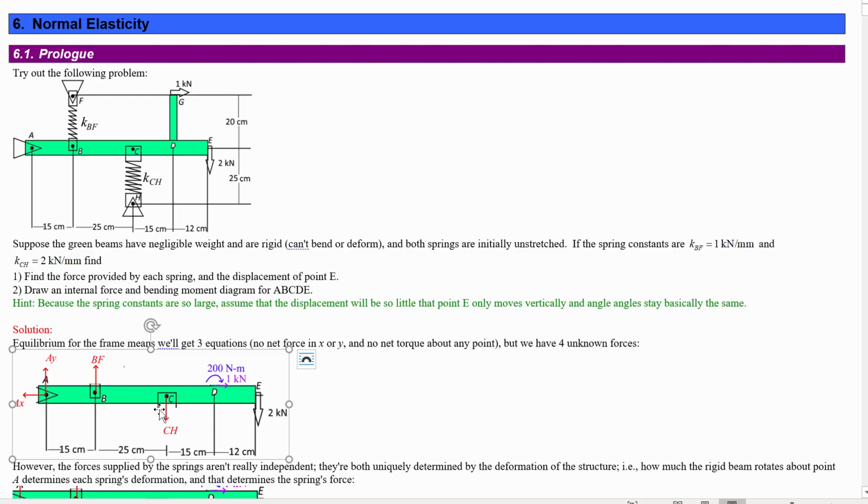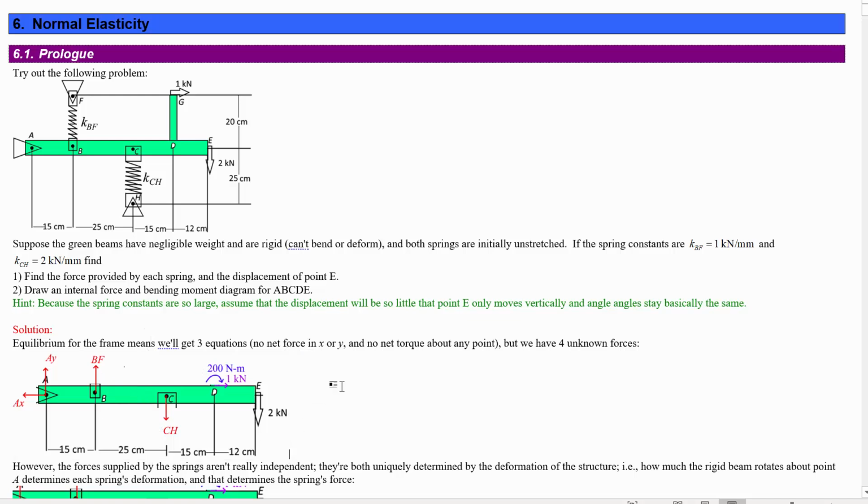But the problem is we have 2 unknowns. We have BF and CH. So we can see that CH times 40 centimeters has to be equal to BF times 15 centimeters, but that's the best we can do. We can only relate those two. We need one more equation to be able to figure out what the value of each of those forces is. There's infinite solutions right now with what we know.